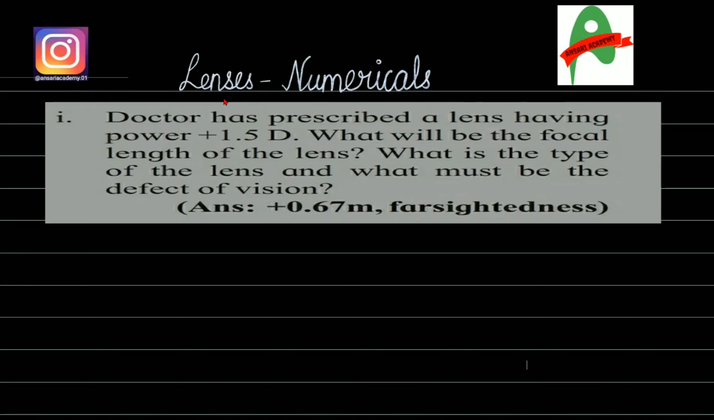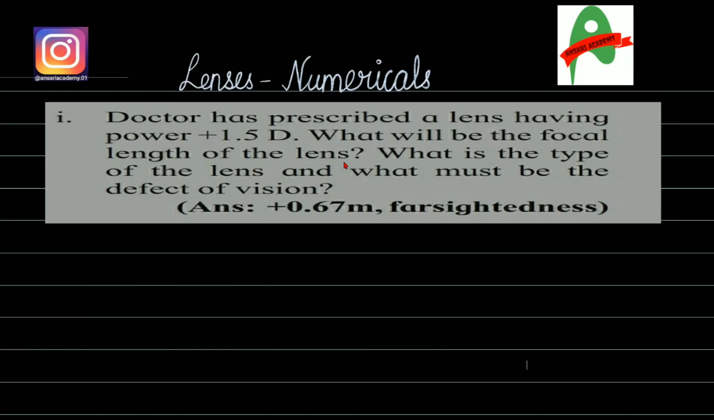In today's session on lenses, we are going to discuss the numericals related to this chapter. So let's see what our first question is. A doctor has prescribed a lens having power of positive 1.5 diopter. Then what will be the focal length of the lens? This is what we have to find out.